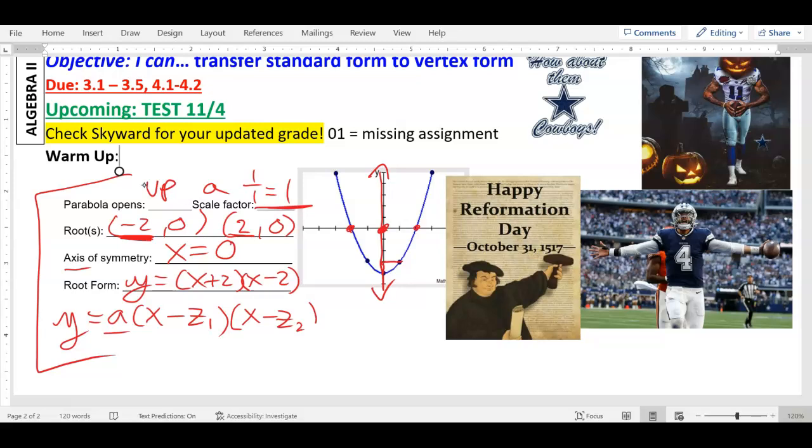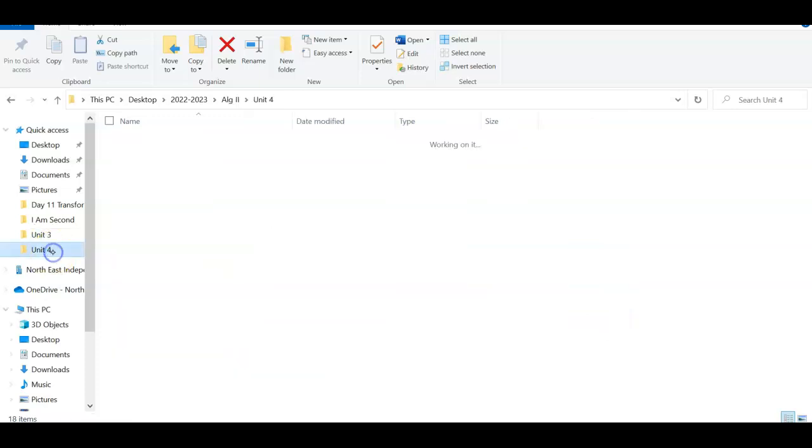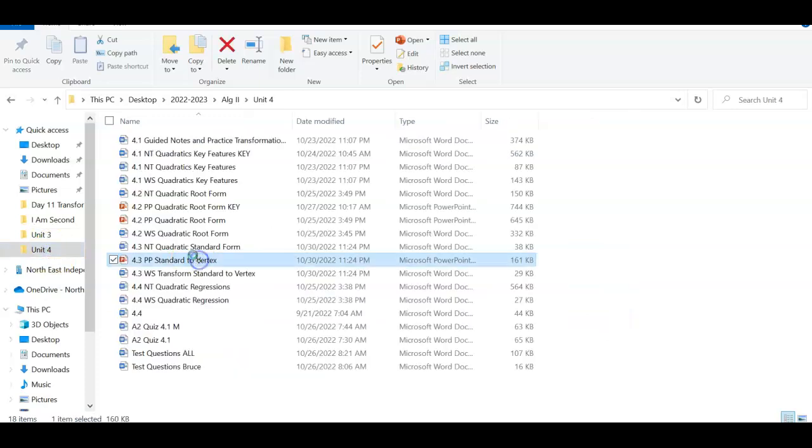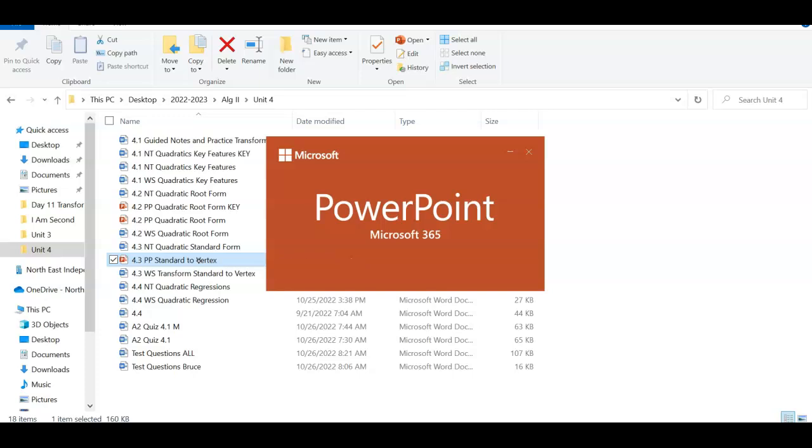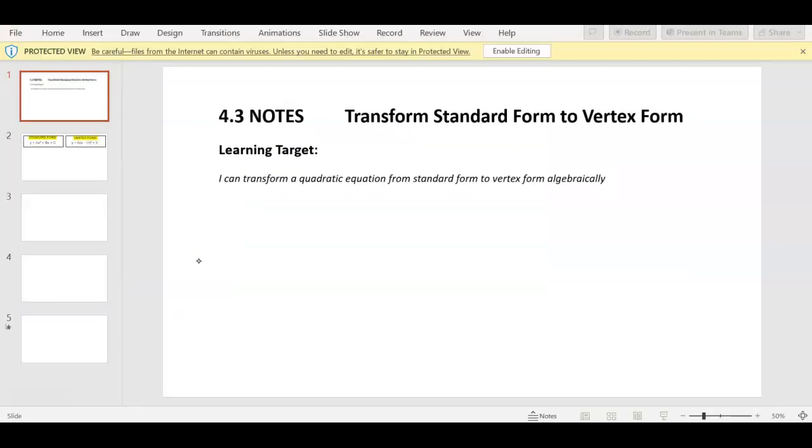Okay, here we go. So everyone has the 4.3 note sheet. Let me pull it up here. All right, here we go.